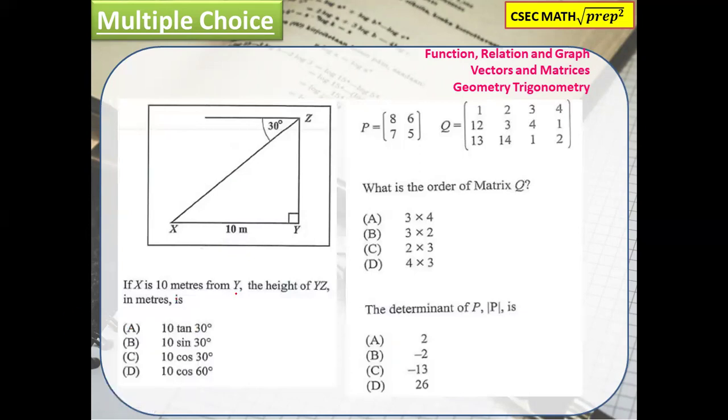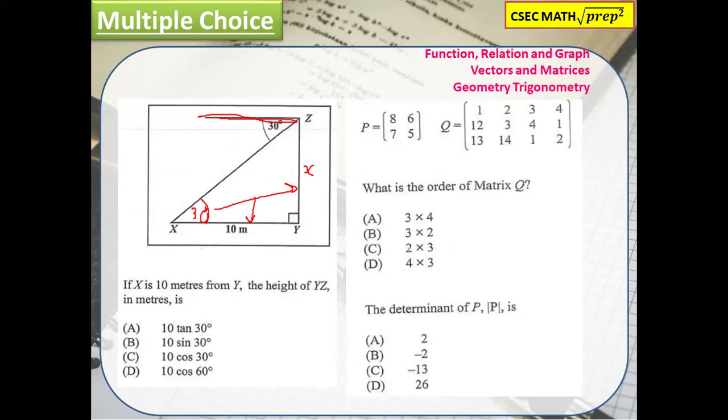So if x is 10 meters from y, the height yz in meters is what? So yz is this length right there. And what you're saying is, this is the angle of depression given. But in any given situation, the angle of depression and elevation are the same thing. So this is 30 degrees, right? And they want to know what yz is. Then what we're looking at is the opposite side over the adjacent side.